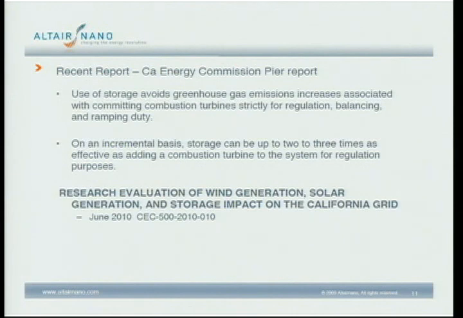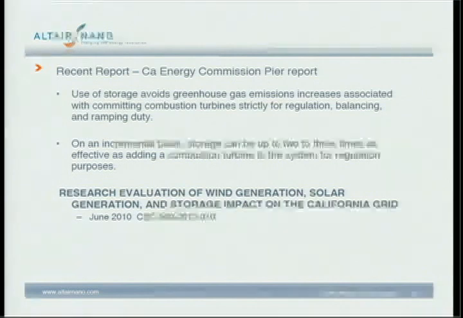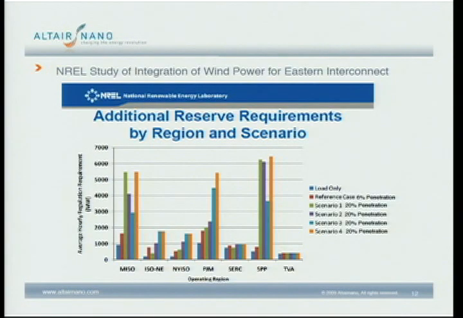And then, just to go down a couple more reports that were done. The California Energy Commission, that was brought up earlier. The use of storage avoids the greenhouse gas emissions, which all goes down to running your car less efficiently. And ramping duty, on an incremental basis, storage can be up to 2 to 3 times as effective as adding a combustion turbine.